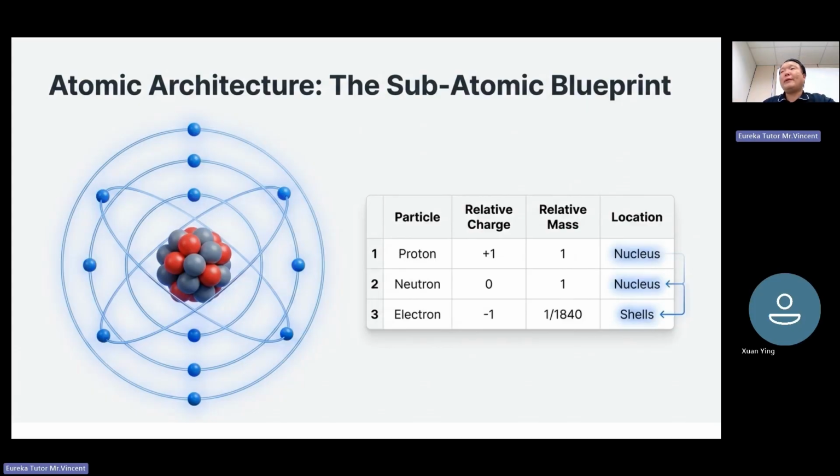So for chemical reactions, we are always dealing with reactions involving the electrons, not protons or neutrons. This means a chemical reaction can happen due to the electrons. So it's very important.